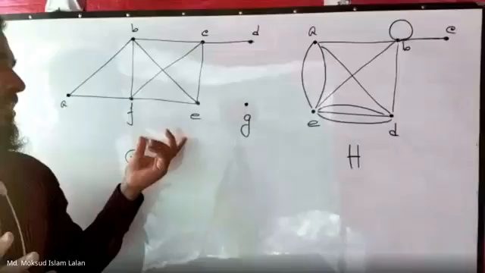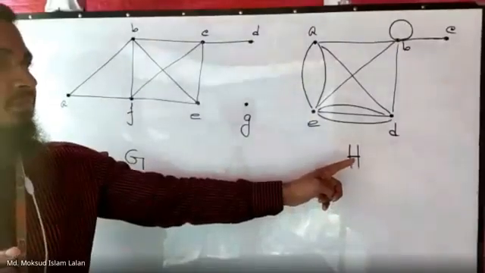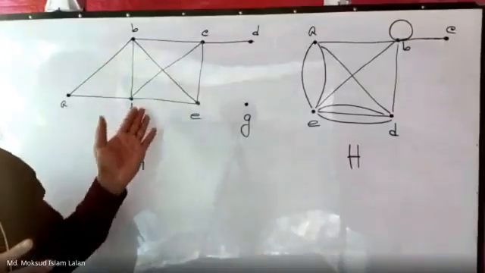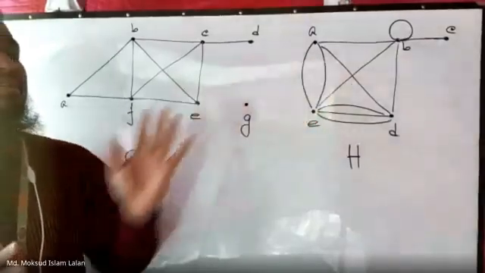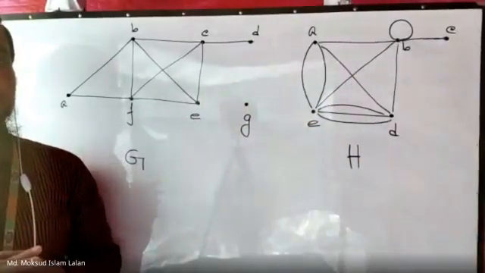In the G graph and the H graph, how many vertices in the G graph? So 7 vertices in the G graph, right? 7 vertices, and the H graph, sir, 5 vertices. Right? Yes, sir. And how many edges here and how many edges there? So 9 edges in the G graph. Yes, sir. And what about the H graph?